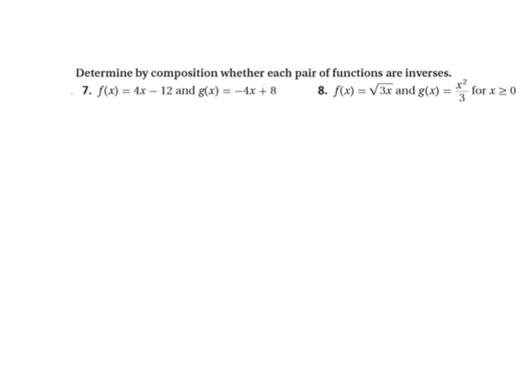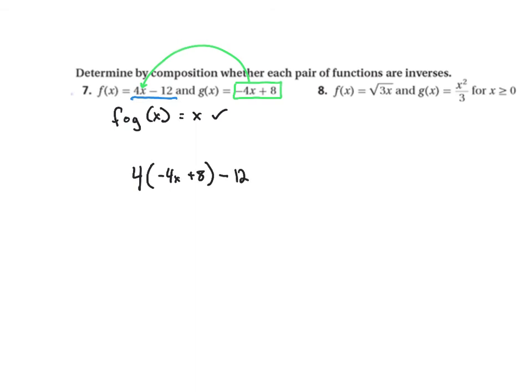Determine by composition whether the pair of functions are inverses of each other. So what we're going to do is f of g of x and make sure it equals x. That's what we're trying to check for. So here it goes. I'm going to take f of x, but everywhere I see an x, I'm going to plop in the entire g of x. So it's going to look like this: 4 times (negative 4x plus 8), minus 12. This would be f of g of x, where we're literally putting g of x into wherever we saw an x for the f.